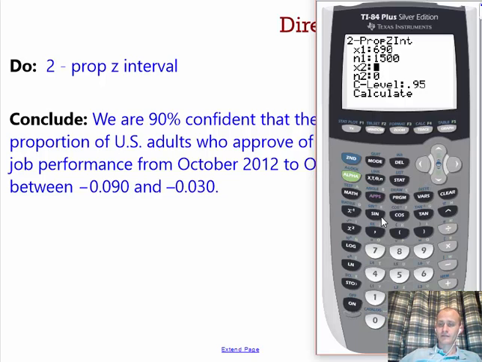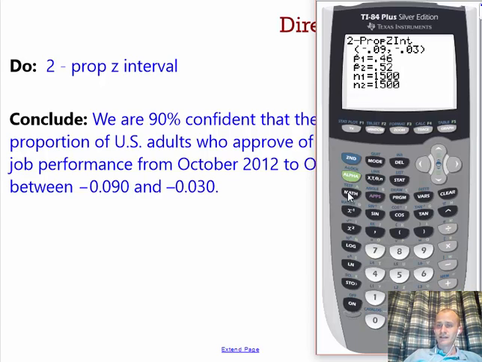And right there, it's looking for X sub 2. So I'm going to type that in as well. That's going to be 0.52 times 1,500. In the problem, we were asked to create a 90% confidence interval, so I need to change the C level to match that, so 0.90. And then hit calculate.